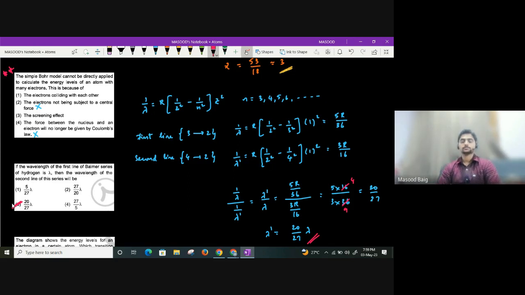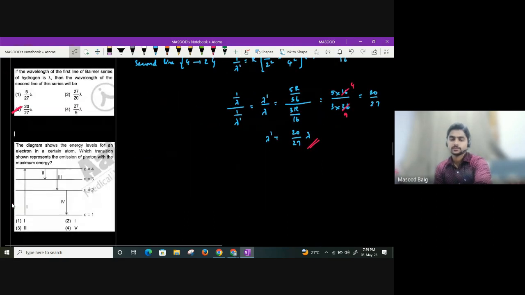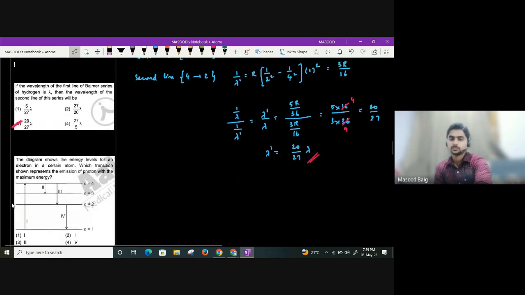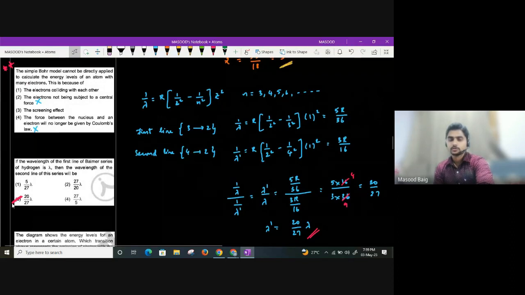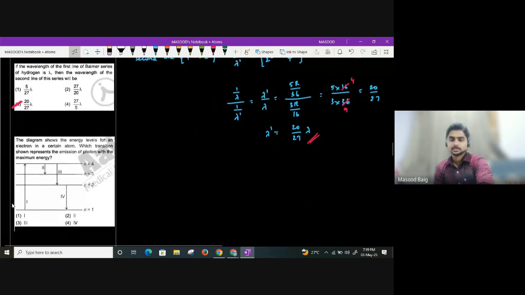Clear, everyone? The first line will always be from just the above state to the given state. The second line will be again two states above to the given state. Clear, all of you? Yes or no, everyone? Direct formulas, guys. Again, you don't have any difficulty in solving such types of questions on atoms, so you can do it easily. Next thing, let us see.